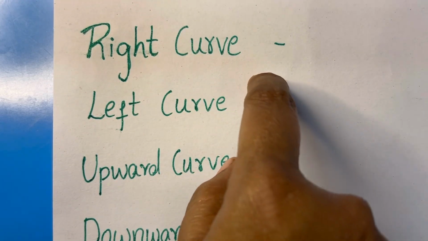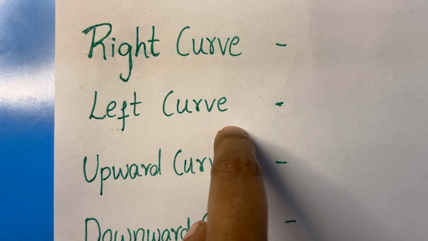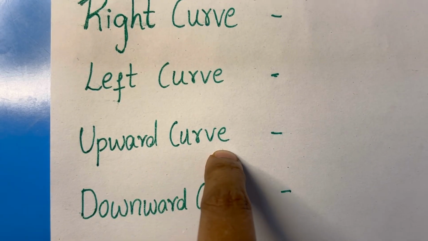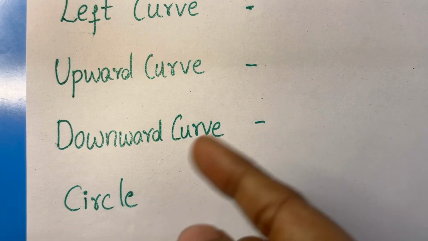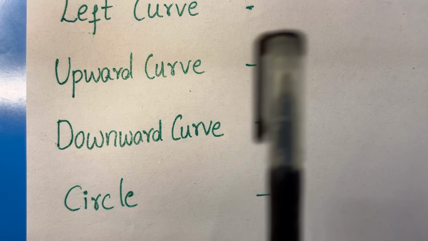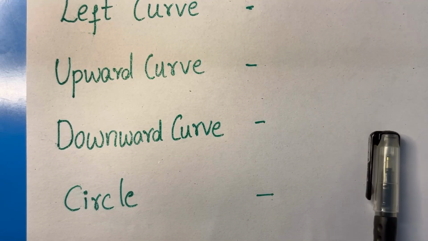Right curve, left curve, upward curve, downward curve, and finally a circle. Get your pencil and start writing with me.